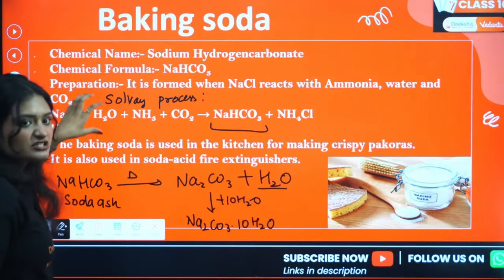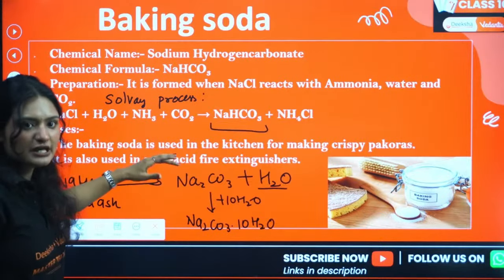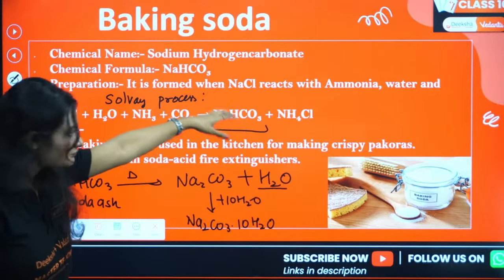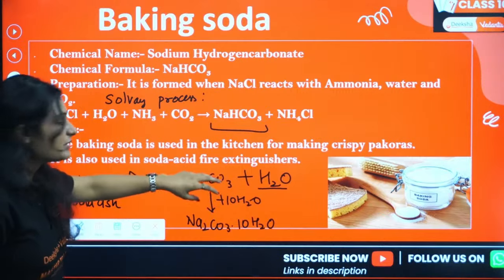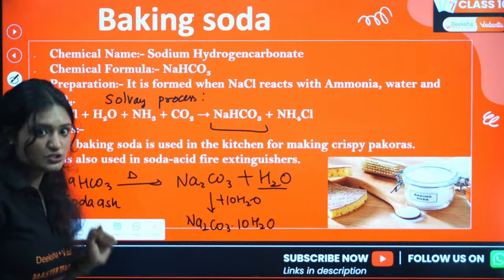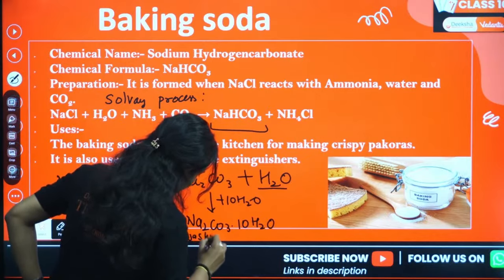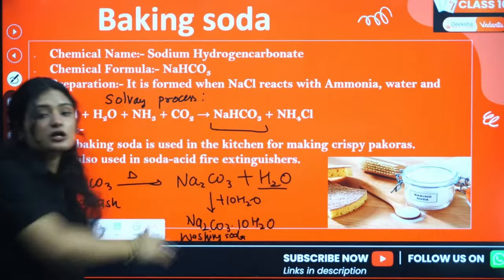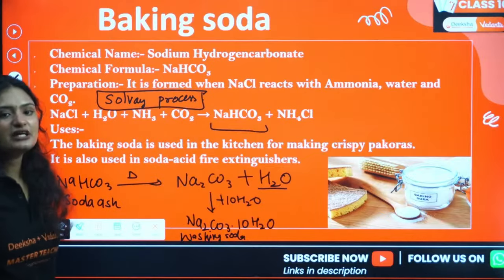You take a brine, which is a concentrated solution of sodium chloride, add ammonia to it and pass carbon dioxide through it, and that's how you get sodium hydrogen carbonate, which is baking soda. Heating baking soda, we get sodium carbonate. If we add 10 water of crystallization to sodium carbonate, we get washing soda. This whole process is called the Solvay process.